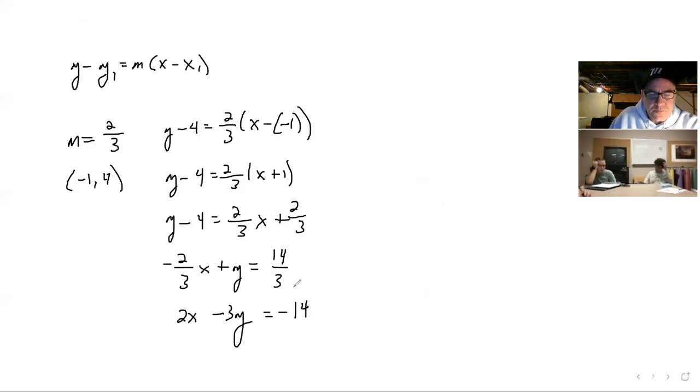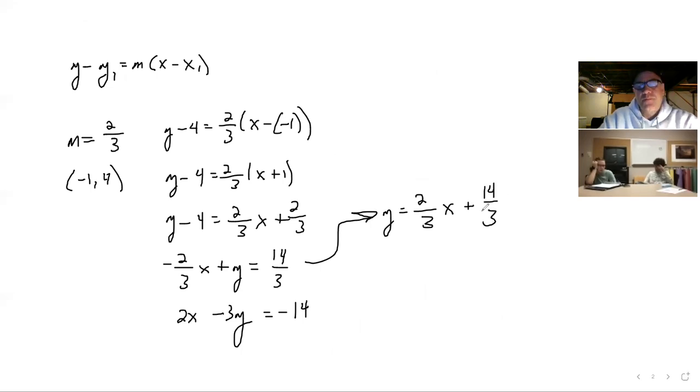So, if I took this one, I'd probably be more apt to take it right there, because all I got to do is bring that over. This would be general form, and this would be slope intercept in this case. Would be 14/3. All right.